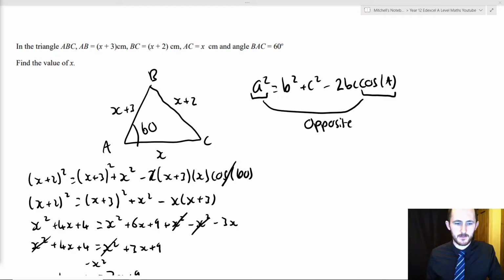Does that make sense? Well done, Alchemist. That's exactly right.